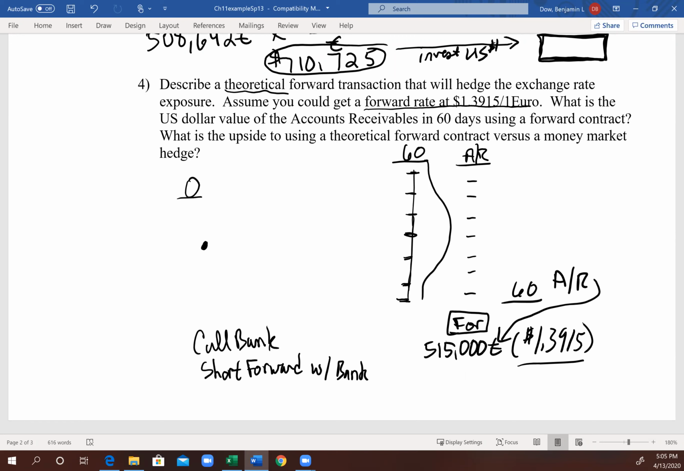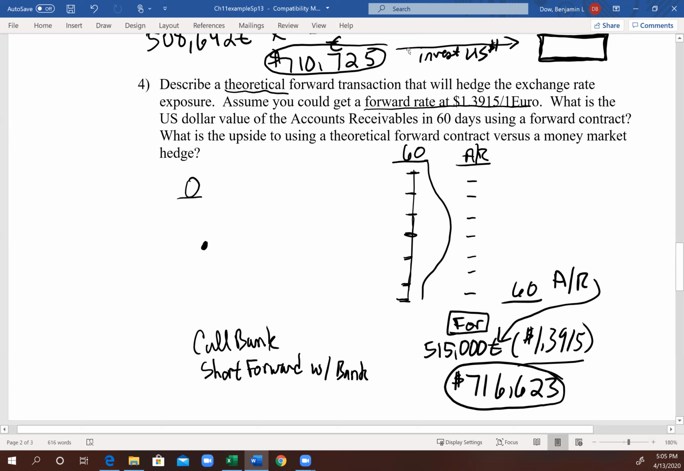And 515,000 euros at $1.3915 means no matter what happens to the spot rate, the bank's going to give you $716,623. That's a forward position, okay, if we could get it from the bank.